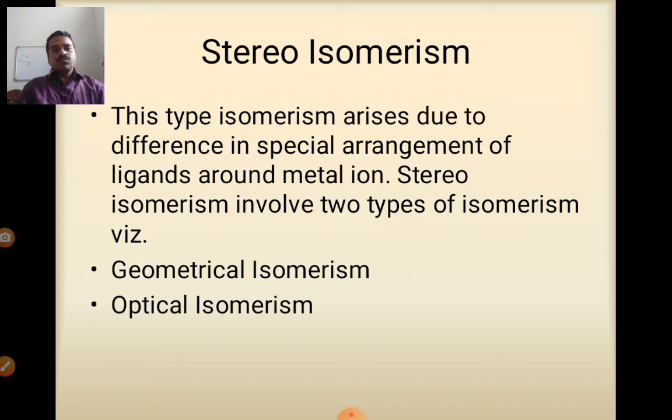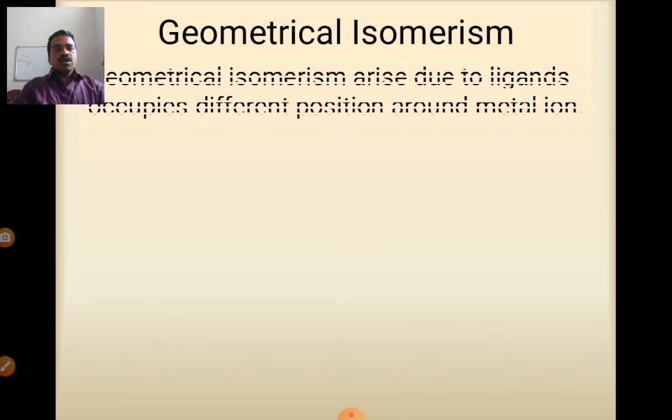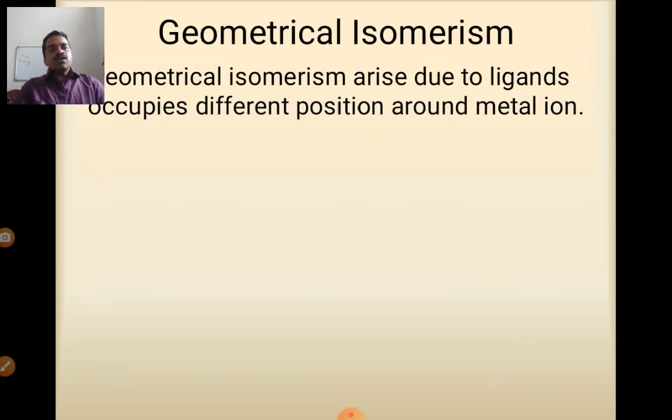Optical isomerism relates to optical activity, that is, rotation of plane polarized light. We will see these two types of isomerism in detail. Geometrical isomerism arises due to different positions of ligands around the metal ion. For example, they may be on the same side, or on different sides, that is, on the opposite side or on the adjacent side.